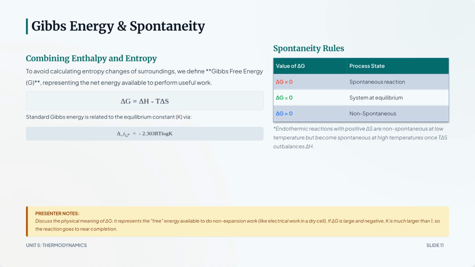Gibbs free energy G combines enthalpy and entropy to determine spontaneity, avoiding the need to calculate surroundings entropy. A negative delta G indicates a spontaneous reaction. Delta G is also related to the equilibrium constant K via the equation shown.